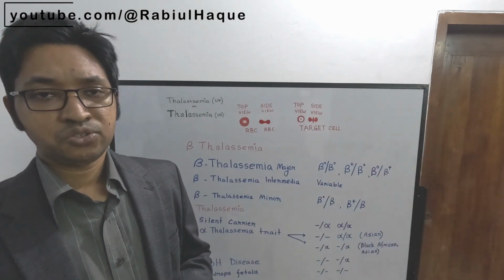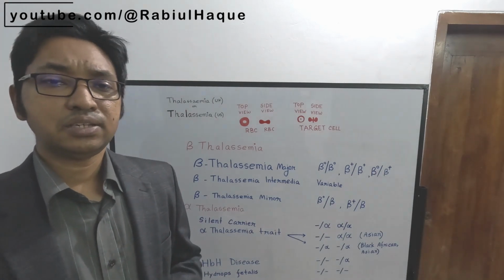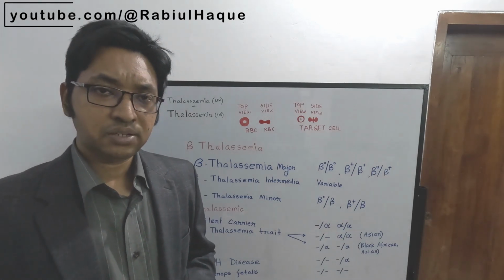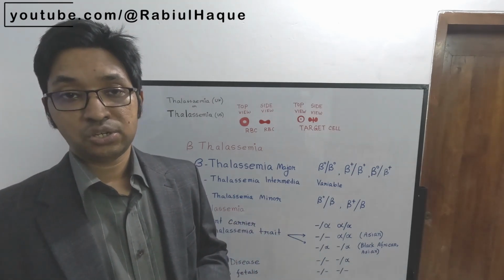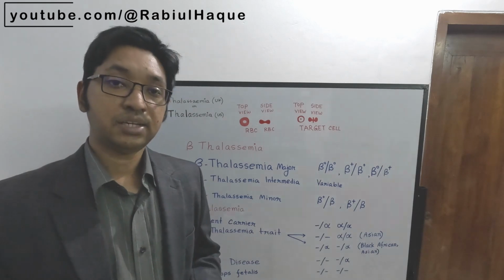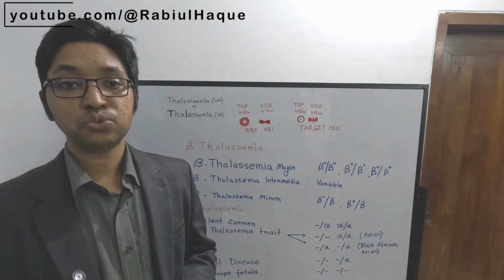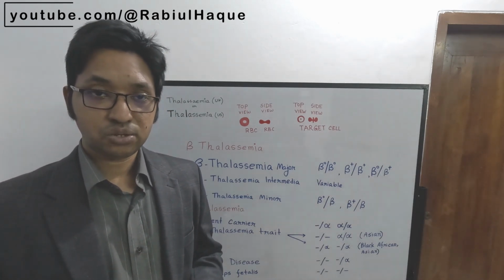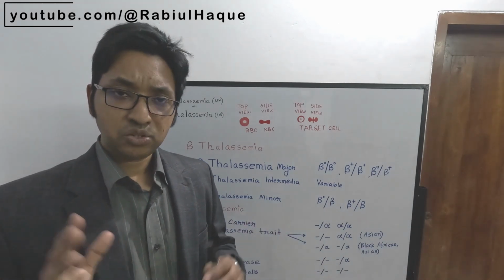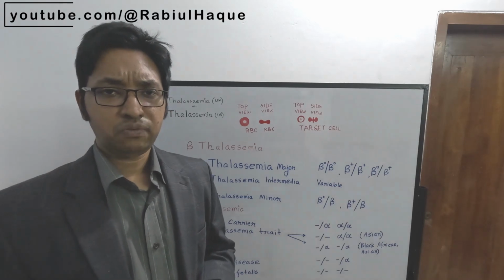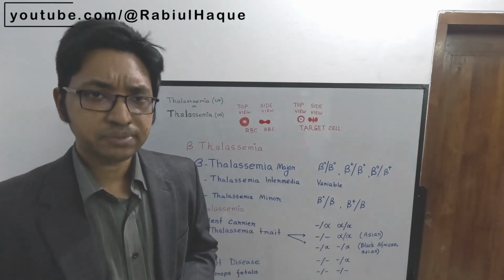So the point I'm trying to make here is that in alpha thalassemia, since there is reduced or absent production of alpha globin chain, hemoglobin A, hemoglobin A2, or hemoglobin F in case of the fetus, these hemoglobins may be reduced, but that will depend on the type of alpha thalassemia, as we will see.